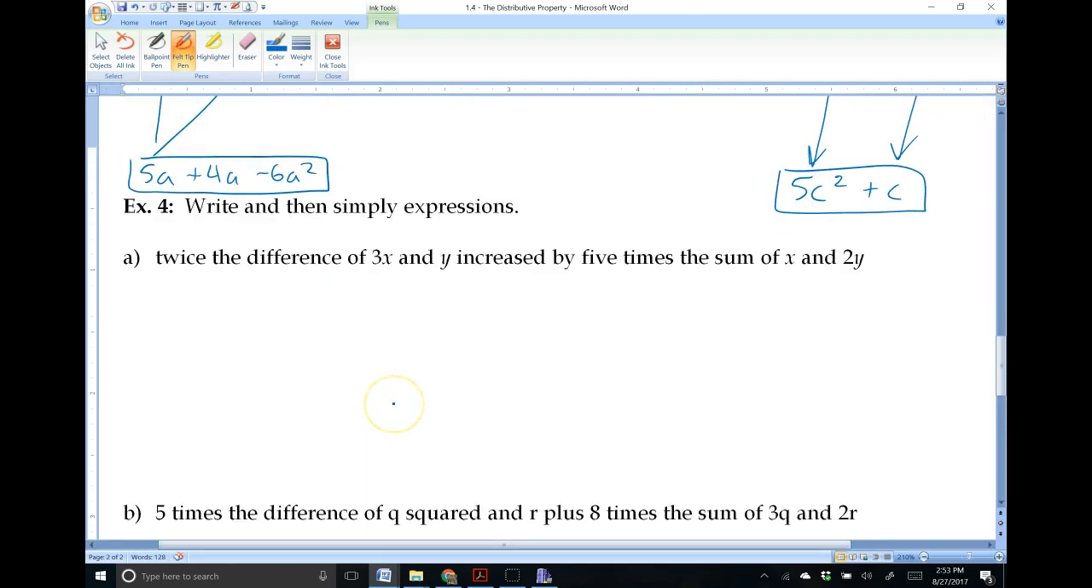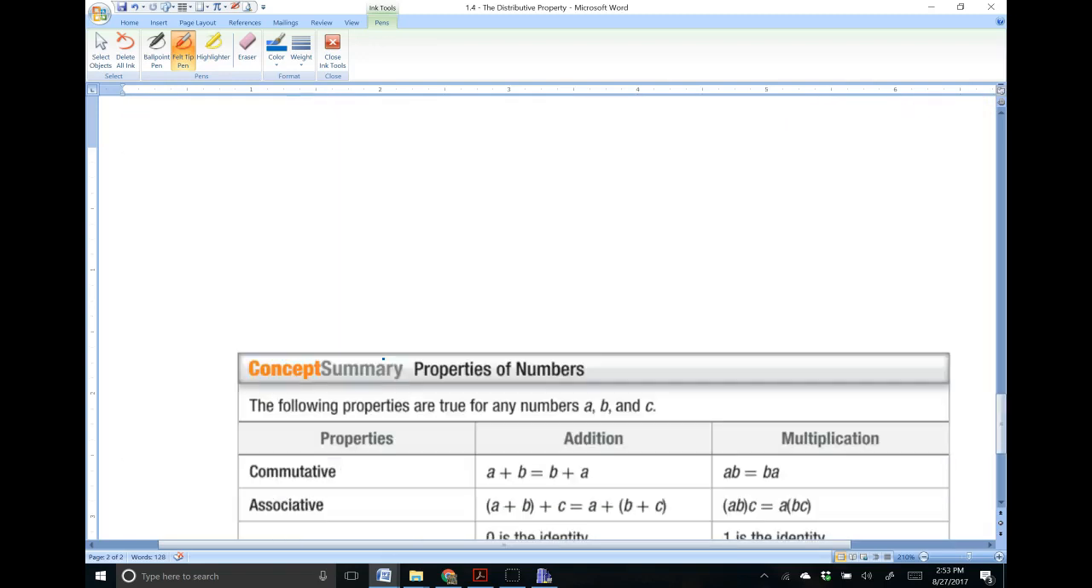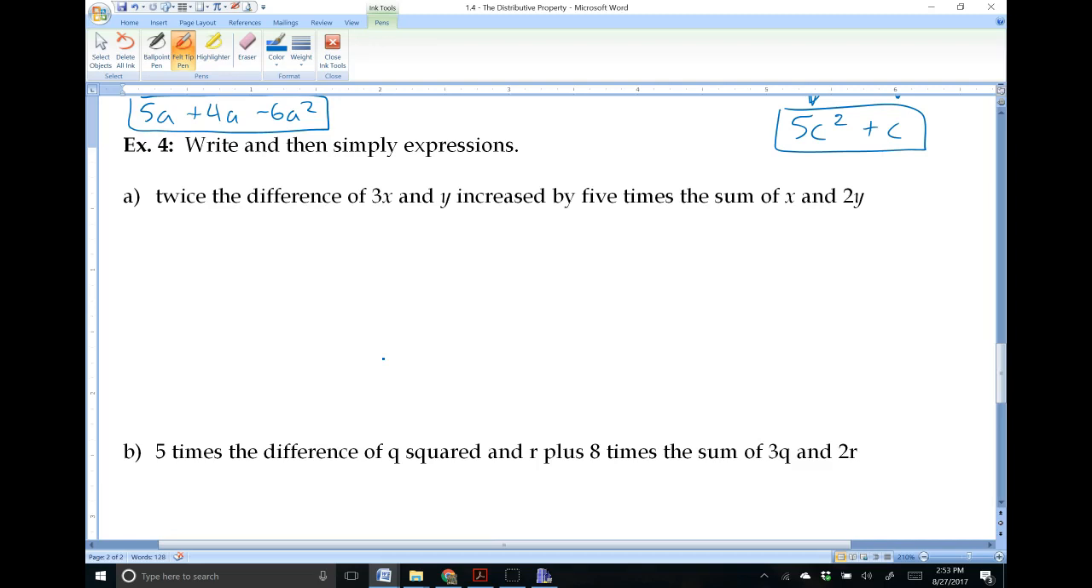And we're going to jump down to example 4. All right, this is our last example. And I'll have you guys just do B, and we'll start on the homework. So, for part A, example 4A, it says, write and then simplify the expression. So we're going to write an equation. We're going to translate this sentence into an equation. We've done this before. And then afterwards, we are going to combine like terms. So it says twice the difference of 3x and y increased by 5 times the sum of x and 2y.